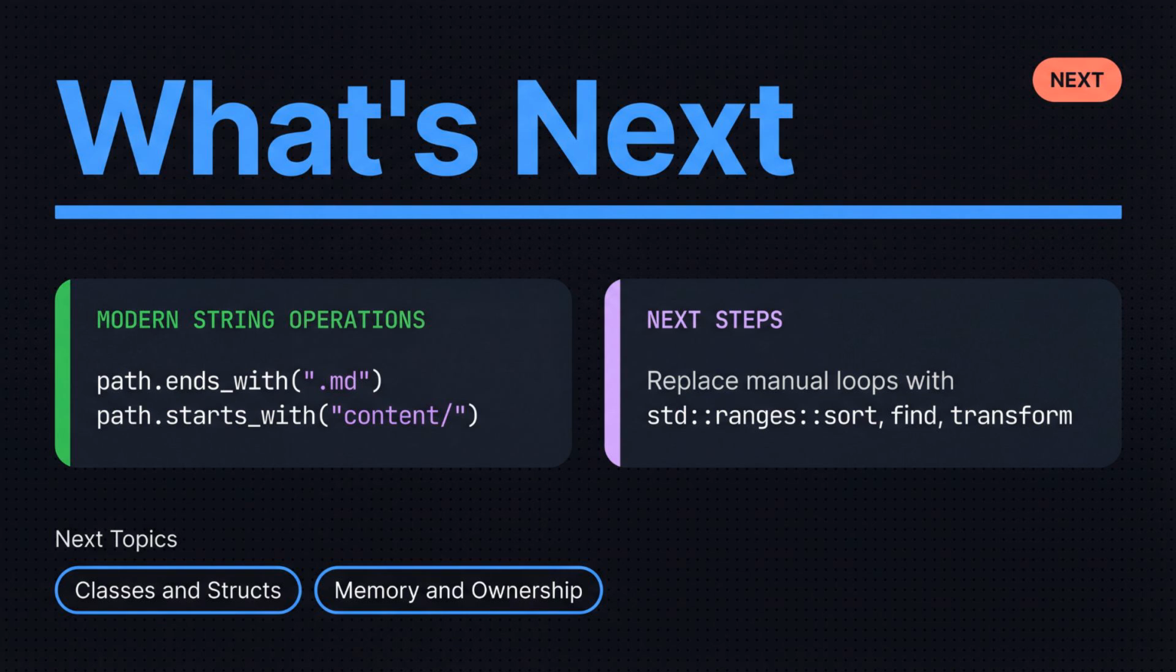Looking ahead, once vectors and strings feel comfortable, start replacing manual loops with standard algorithms. ranges::sort, ranges::find, and ranges::transform express intent more clearly than handwritten loops. For next topics, continue with classes and structs to learn how to define your own types. Then, memory and ownership to understand how C++ manages the lifetime of data.